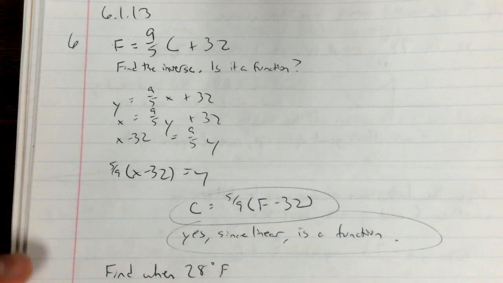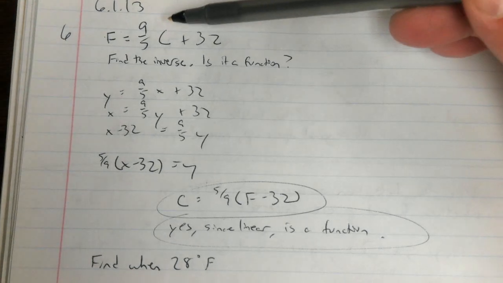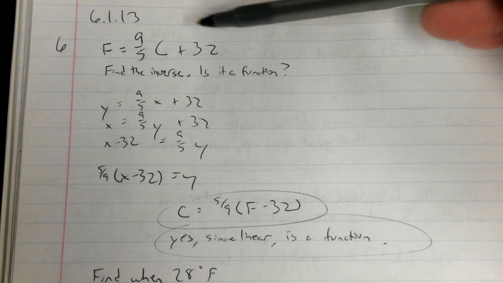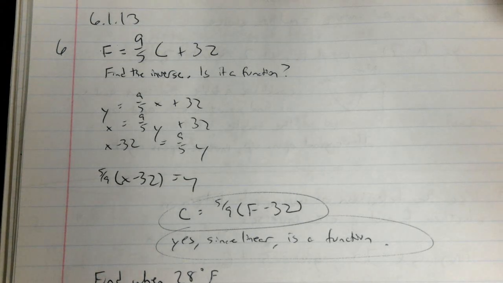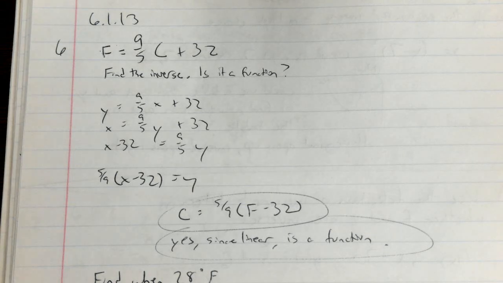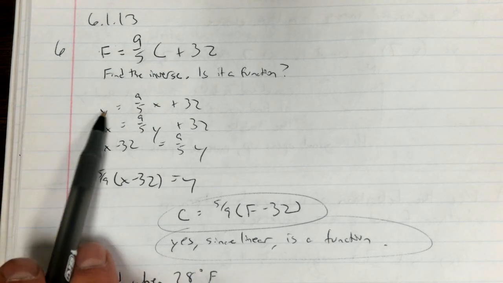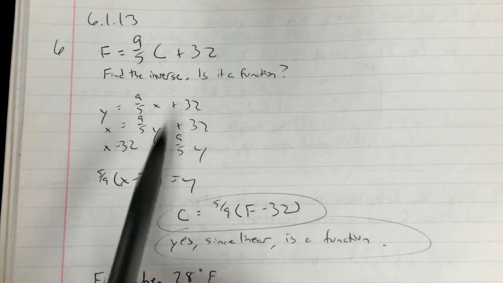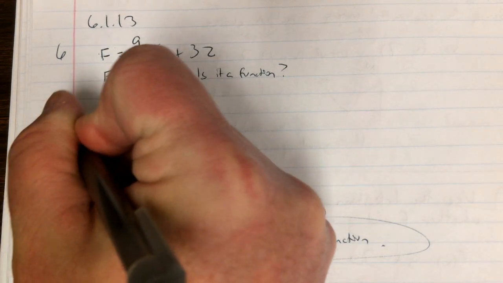The next one is a temperature problem. It's saying f equals 9/5 c plus 32, which you may recognize from science. That's your temperature conversion. It says find the inverse, is it a function? The first thing I would do on this is change the f to be y and the c to be x. So that's the original. This is the OG, which is the original.